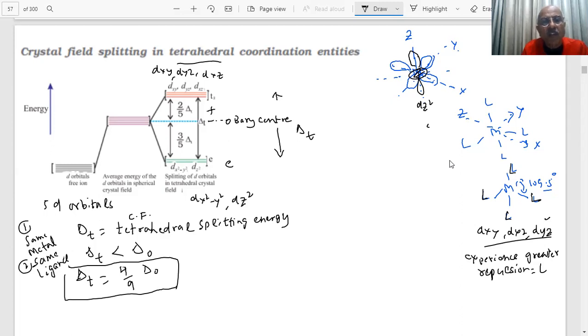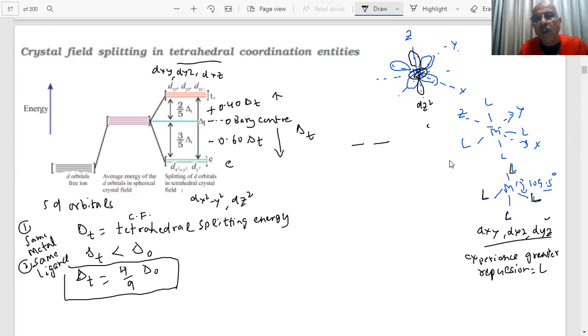You will see this value is plus 0.40 delta T, now the reverse has taken place, and this value is minus 0.60 delta T. This is the very center, the zero point. So there is not much to study in this case, because we are very clear that the splitting energy of tetrahedral is small compared to octahedral. When splitting energy is small, what will happen? The electrons will not pair.